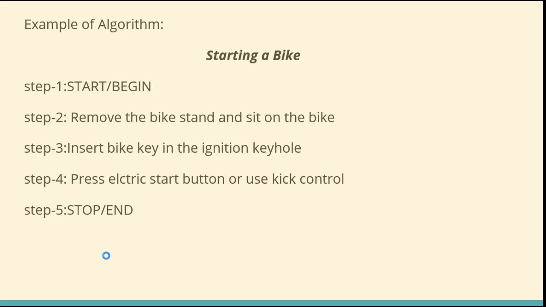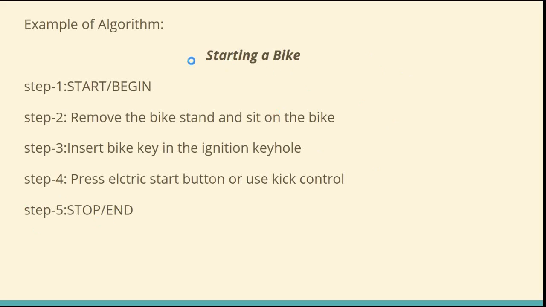So let us see a simple algorithm to make you understand what actually algorithm is. Starting a bike. This is algorithm for starting a bike. Very simple. Step 1 is let us start. Step 2, remove the bike stand and sit on the bike. Step 3, insert bike key in the ignition keyhole. Step 4, press electric start button or use the kick control to start the bike. And step 5, stop.